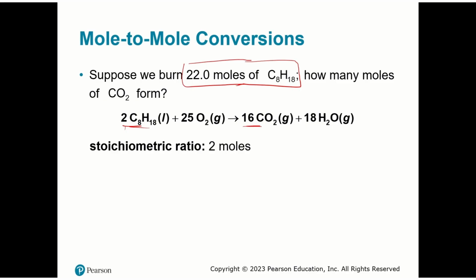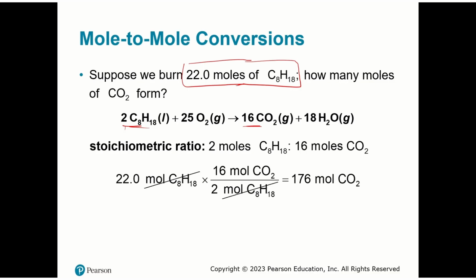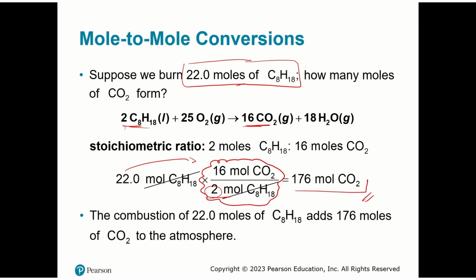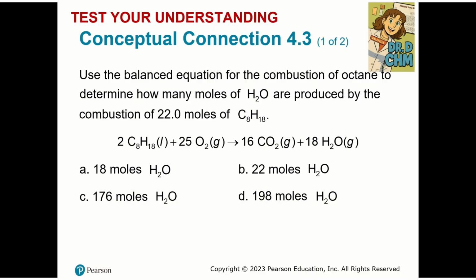Now I need to know how many moles of CO2 will be produced if you have 22 moles. So I'm going to use the chemical equation ratio, 16 CO2 for 2 moles of octane. I can cancel out here, multiply by 16 divided by 2, and I'm going to have 176 moles of CO2. So I know that the combustion of 22 moles of octane adds 176 moles of carbon dioxide to the atmosphere. So let's test your knowledge in terms of moles and the mole ratio.